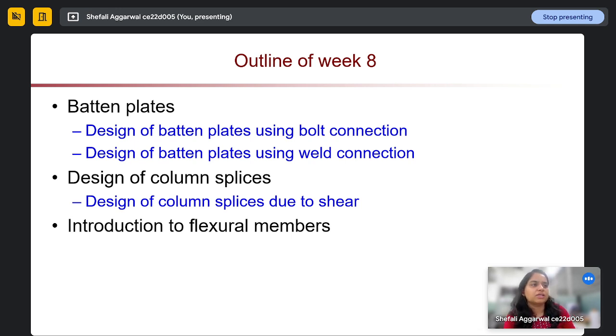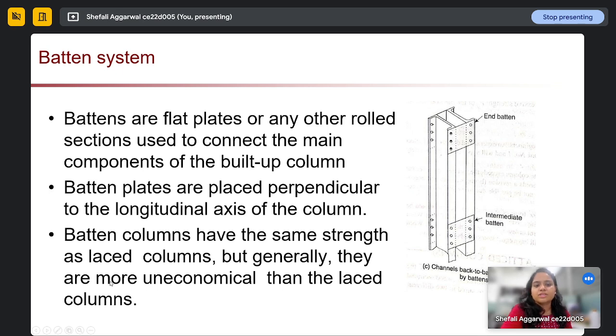The second thing you studied this week is the design of splices: what column splices are and how to design those types of elements. And finally, you might have studied an introduction to the different flexure members. Right, so we will go step by step. Firstly, the batten system. We studied this introduction last week also.